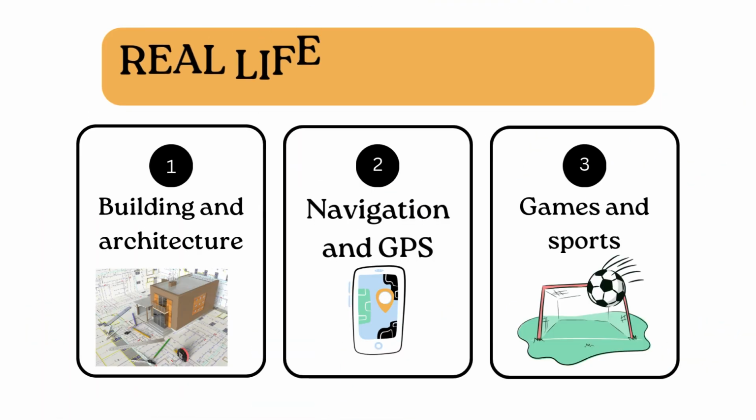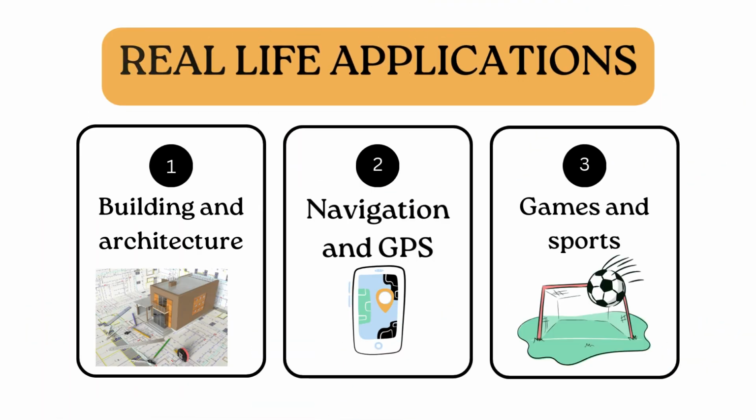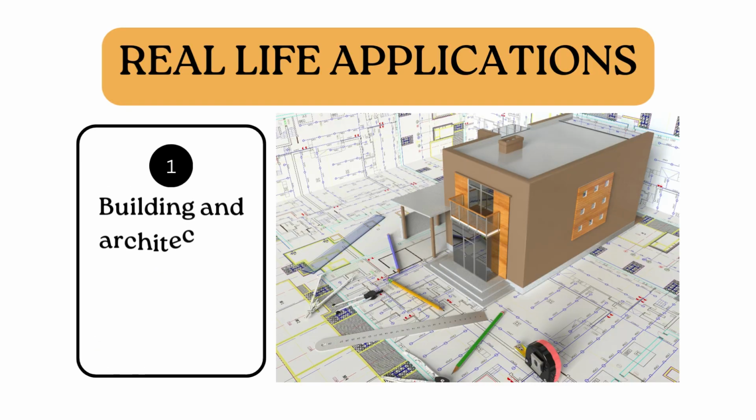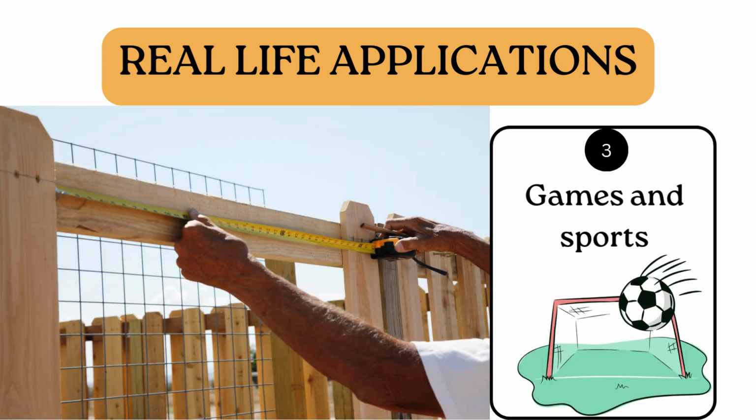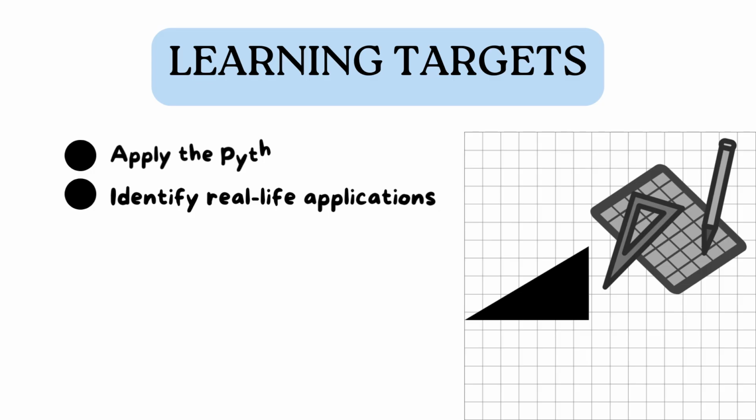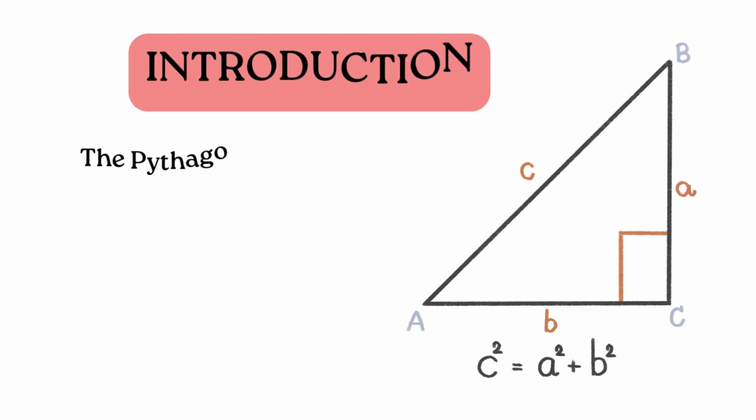Pythagorean Theorem. Real life applications. Number 1, building and architecture. Number 2, navigation and GPS. Number 3, games and sports. So we'll learn how to apply the Pythagorean theorem and identify real life applications.